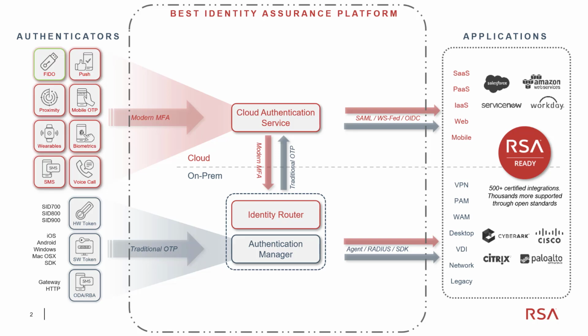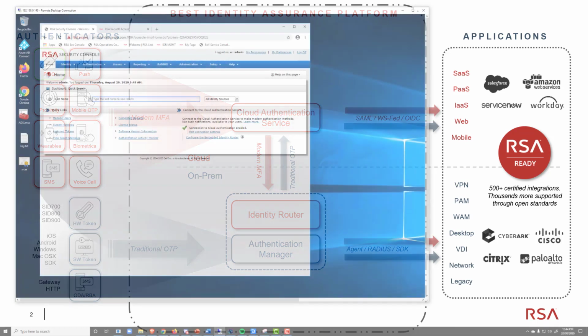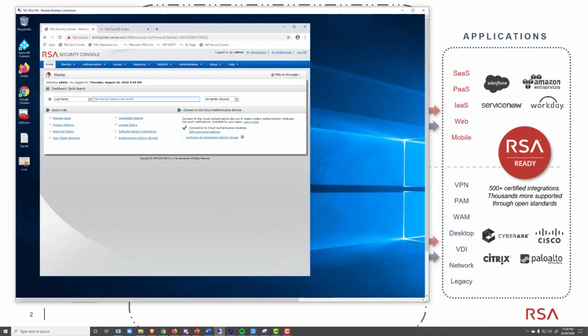Now let's get started on how to get this running. What we have in front of us now is the RSA Security Console that many of our customers over the last 20 years are very used to. And this has now provided the ability for you to connect this Authentication Manager capability to the cloud through a hardened appliance called an identity router.